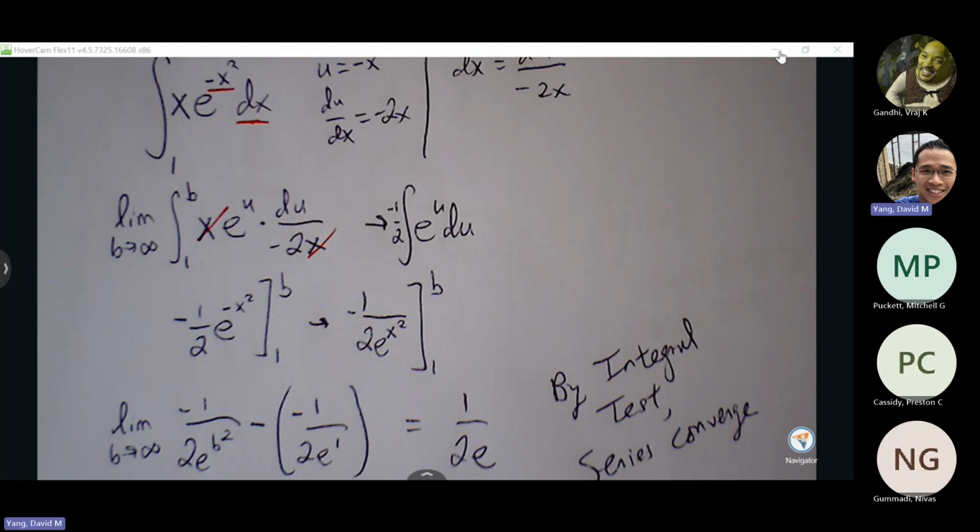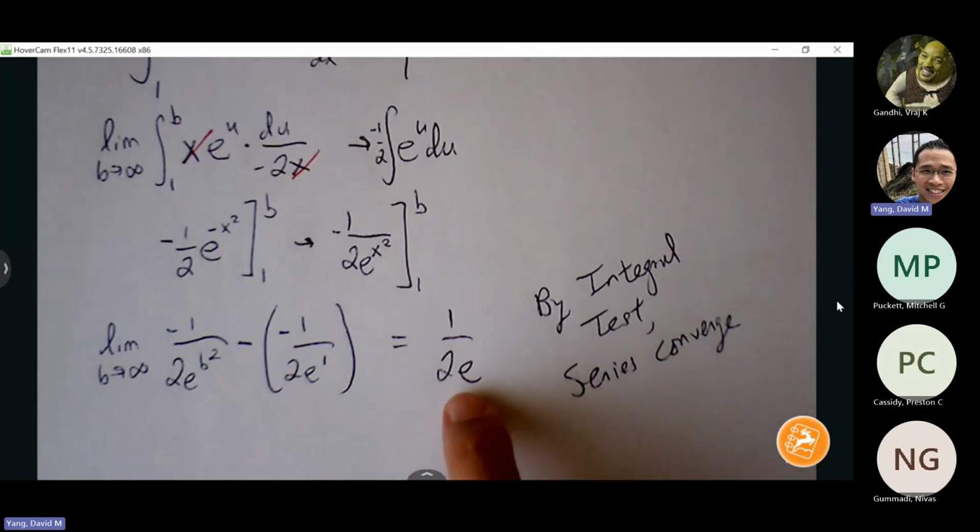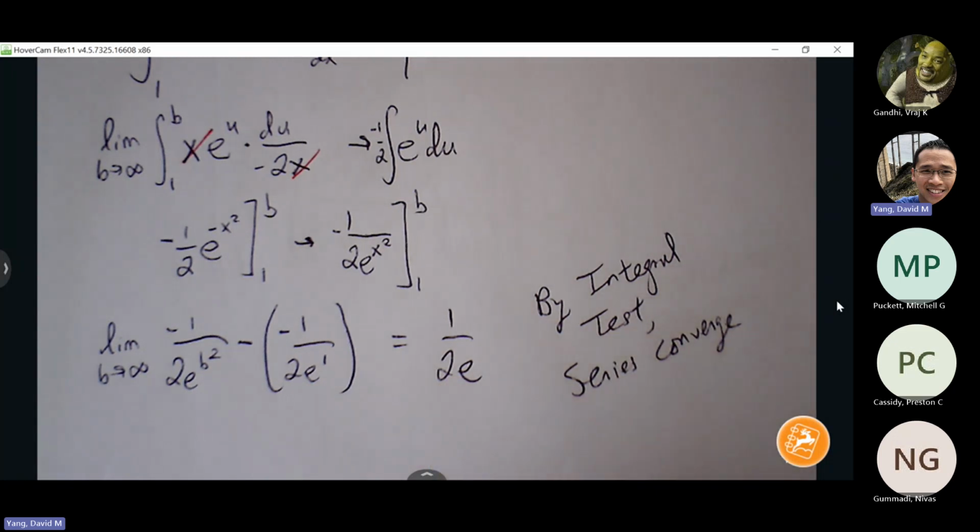Okay, any other questions? Okay, what are the rules whether integral tests diverge or converge? So the way you can tell is if your limit approaches a real number, then your series will converge. If it approaches infinity, then your series will diverge.